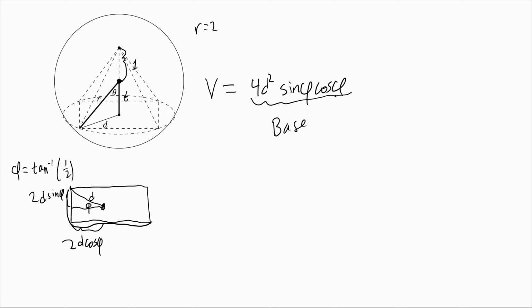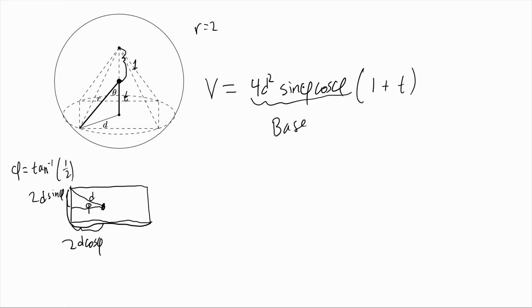All right, then we need the height of the pyramid. The height of the pyramid is going to be 1 plus t, whatever t is. So 1 plus t, and we'll write that in right now, because we wrote d right here. Okay, so we have d.